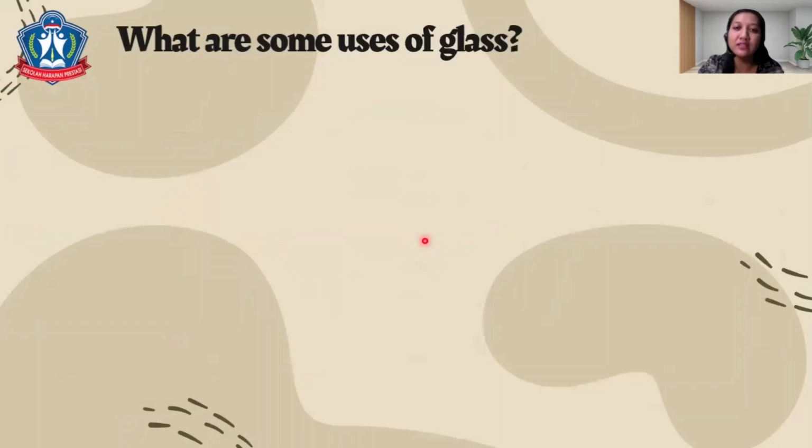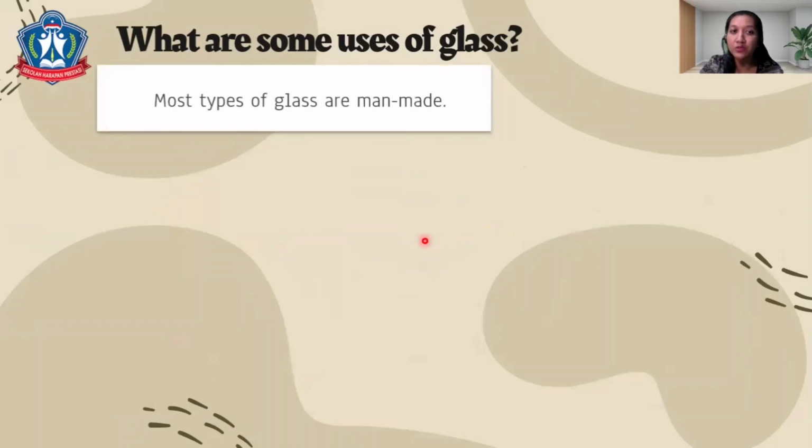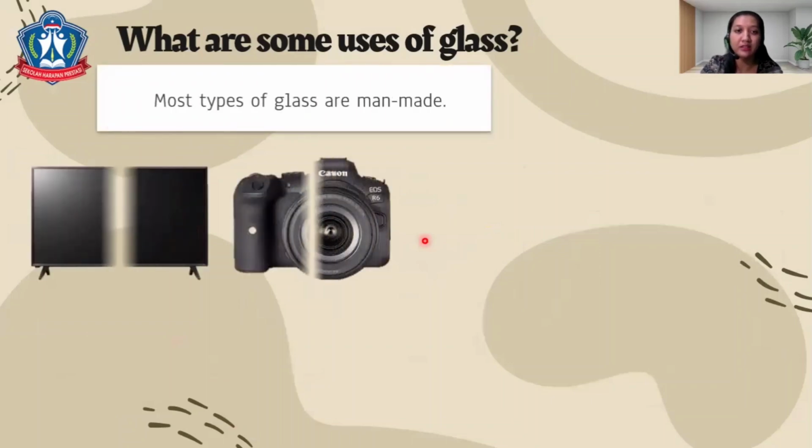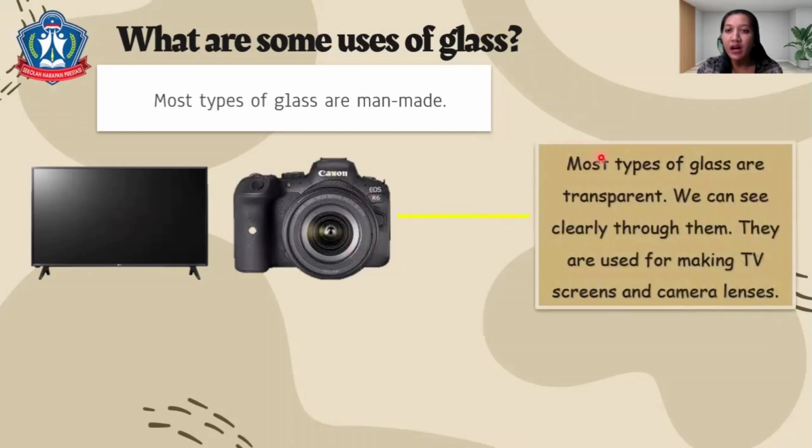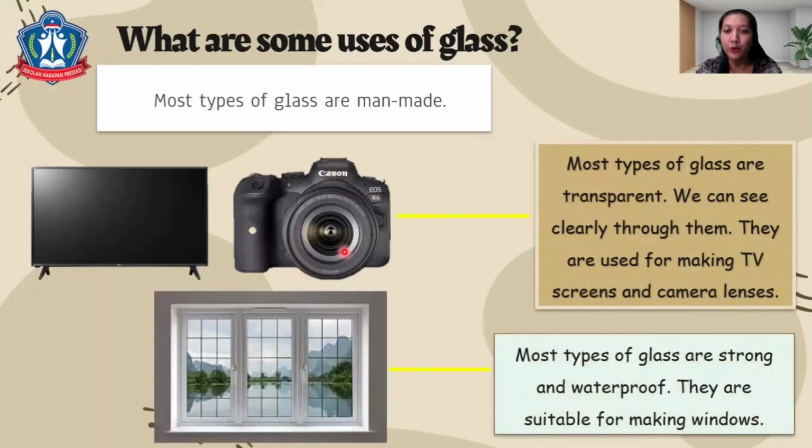Okay, now let's discuss glass. What are some uses of glass? Most types of glass are man-made. Now look at this picture, friends, the television and the camera. Most types of glass are transparent. We can see clearly through them. They are used for making TV screens and camera lenses. The window. Most types of glass are strong and waterproof. They are suitable for making windows.